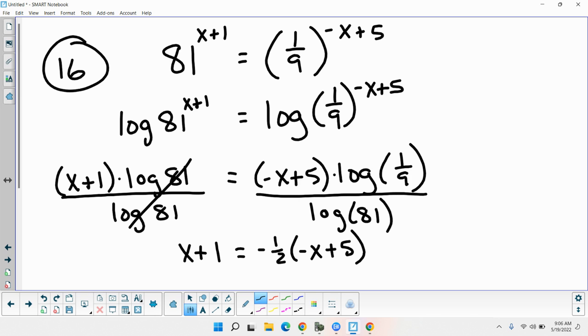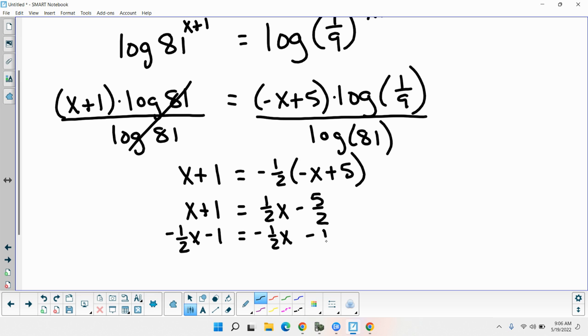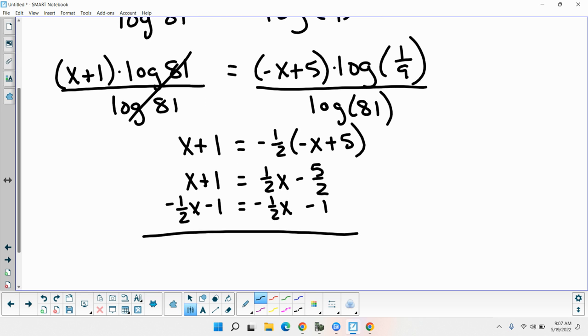All right, distribute the negative 1/2 and then solve for x. So from here, it should be pretty easy for you. Negative 1/2 times the negative x is positive 1/2 x. And negative 1/2 times 5 is negative 5/2. I'm going to take the 1/2 over to the x side. And I'm going to take the negative 1 over to the other side. Just doing 2 steps at once there to save a little time.